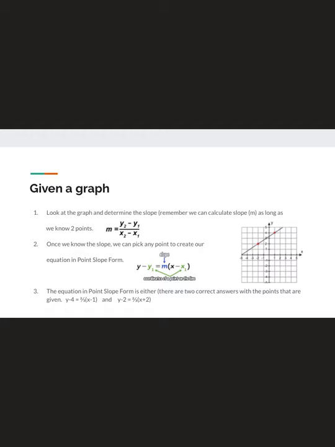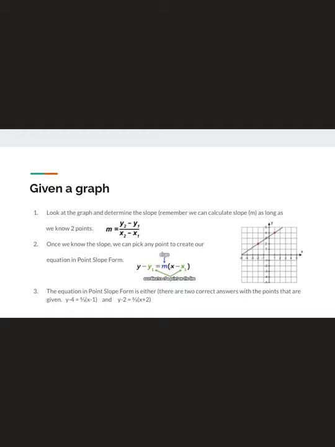So for this problem, we're given a graph, and we're going to assume that we need to write the equation in slope-intercept form. So we need to look at the graph, and we need to determine what the slope is. Remember, all we need to calculate slope is 2 points, and we just need to label them point 1 and point 2, and then we can utilize the slope formula here. All right, so let's go ahead and look at that.